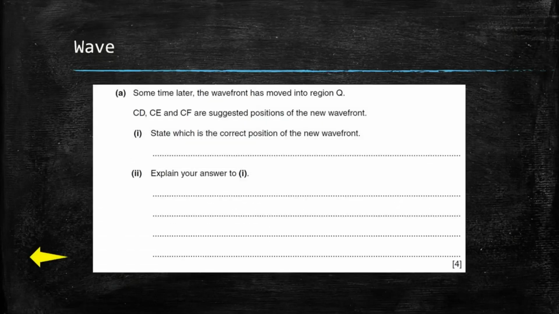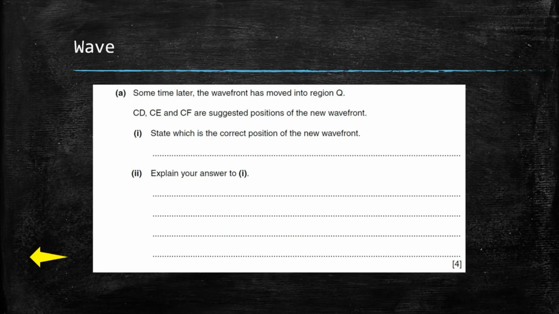Question A. Sometime later, the wavefront has moved into region Q. CD, CE, and CF are suggested positions of the new wavefront. A I. State which is the correct position of the new wavefront.